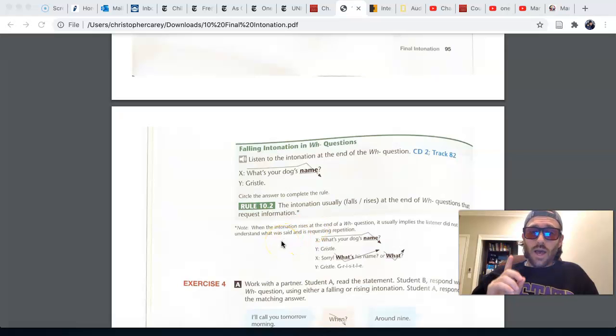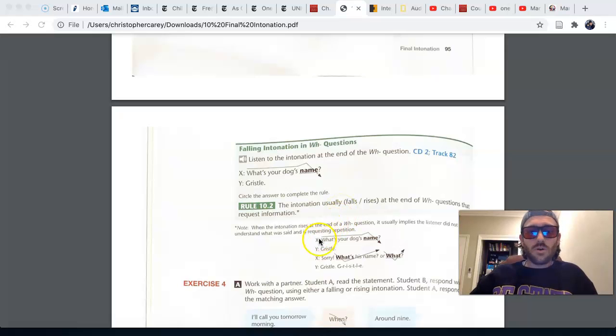Now, we do have rising intonation at the end of WH questions whenever we're trying to ask for clarification, or if we didn't hear and we want someone to repeat something, or if we didn't understand something and we want someone to please repeat what they just said. So typically when we ask a question with the WH word at the beginning, that question will have falling final intonation. But when a WH question is used to ask for clarification, because you didn't understand or hear it quite clearly, then that WH question will have rising intonation at the end.